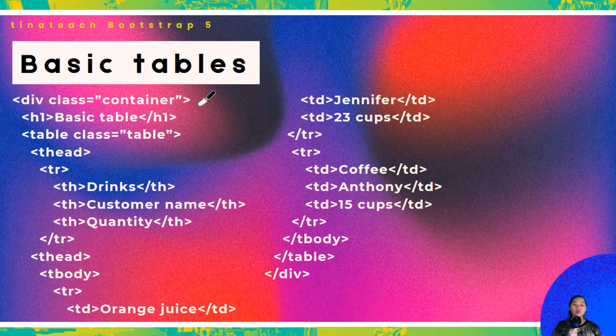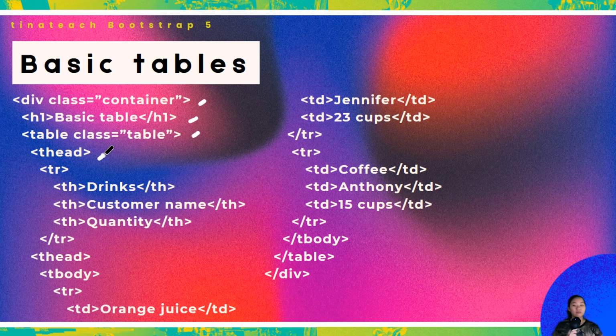First off, we start with, naturally, div class container, fixed container, or fluid container with padding and margin. That depends on you, but I'm just going to go with container. And then heading, basic table, preceded by the table class, table. So it tells Bootstrap this is a table. Then thead for table head.